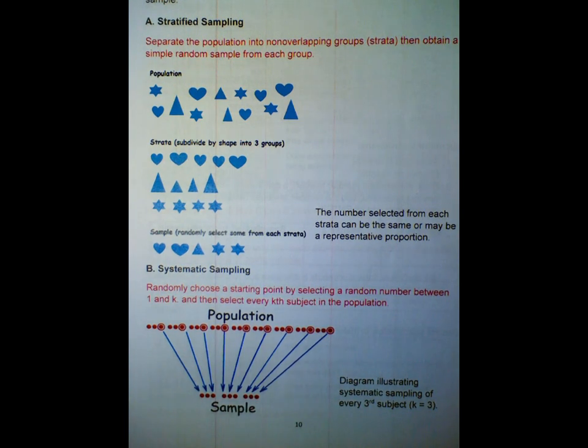So let's look at this diagram. Here's our population. It was just a bunch of red dots, but we decided that we were going to go with every third subject, so we select every third in the population. Okay, this might be an inspection on a production line where you start at the 23rd widget, and then every 23rd you pull it off and inspect it, something like that.